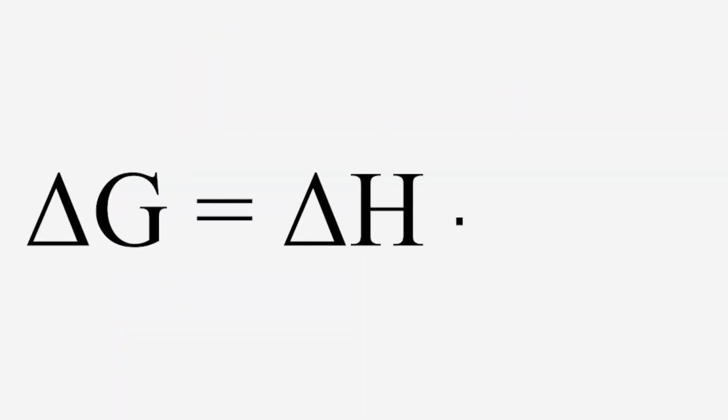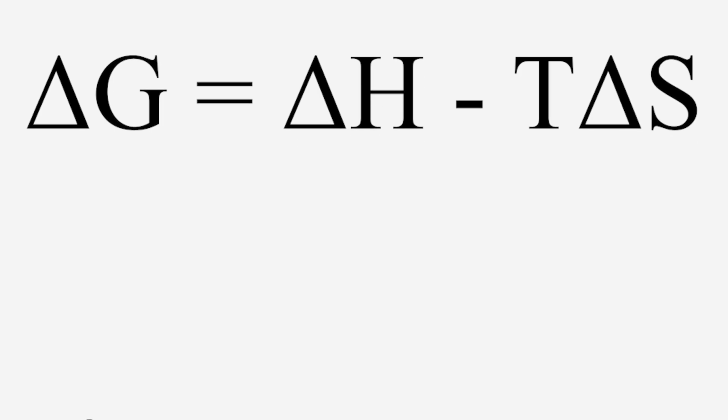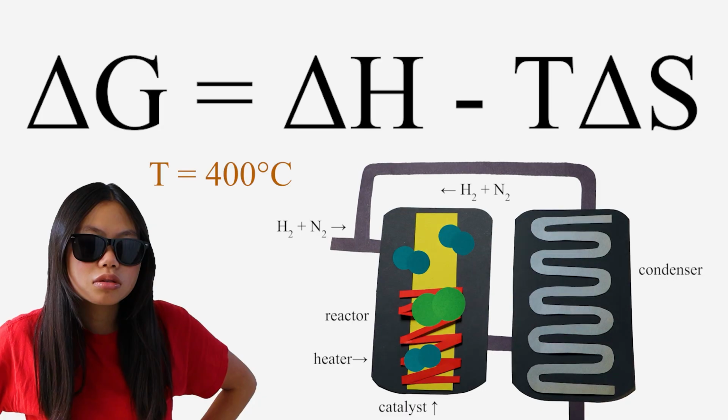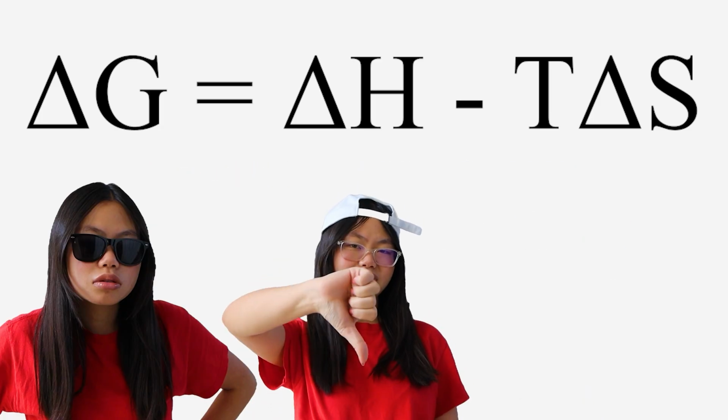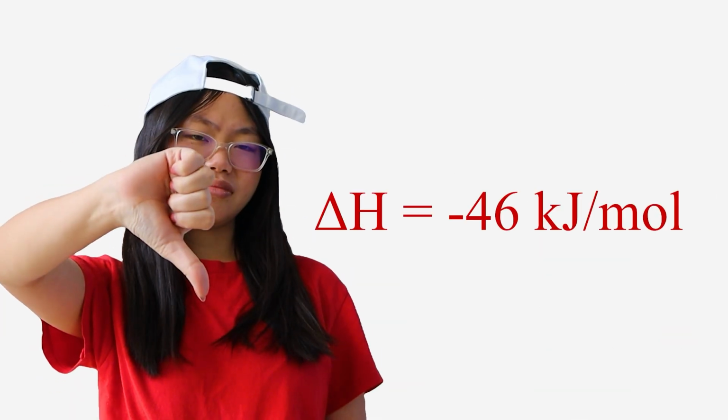Change in Gibbs free energy equals change in enthalpy minus temperature times change in entropy. For the reaction to occur, Gibbs free energy must be negative to fire her up. Under the high temperature required by the catalyst, enthalpy must be negative, and entropy must be positive to keep the other two in check. Enthalpy here is negative 46 kilojoules per mole.